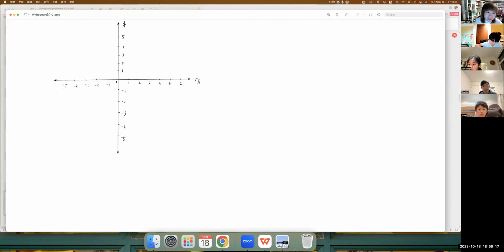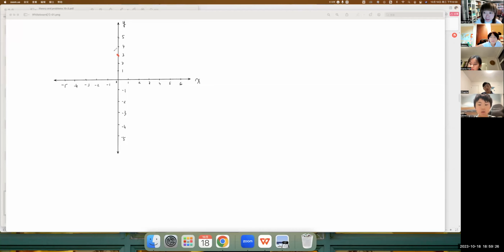So for instance, I have a point here. Let's wipe everything from before and start from here. If I have a point here, this one is (0, 3), correct? And I also have a point here, I just say it is (4, 2). So it's A and it's B.